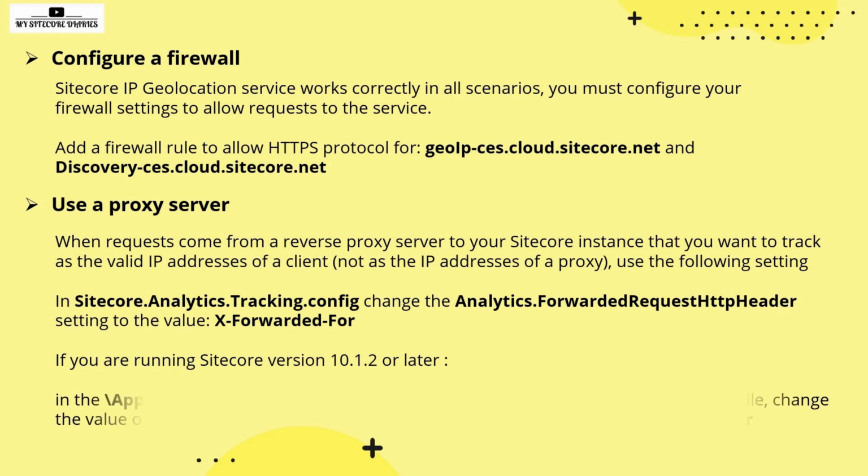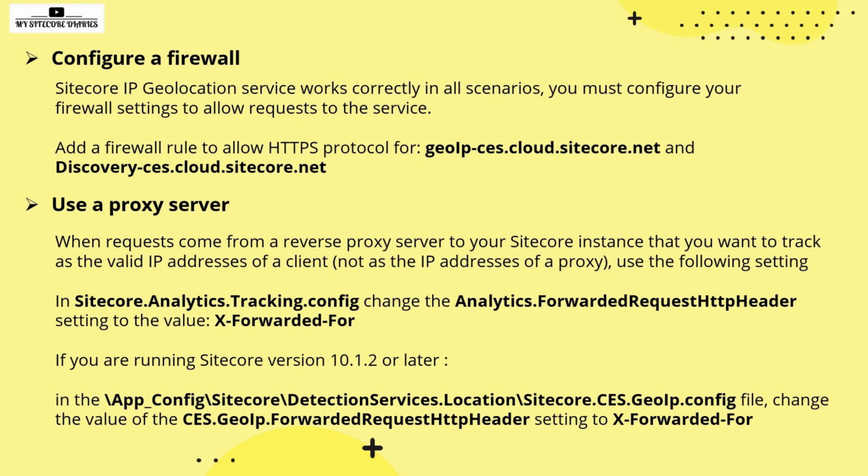After that, the file will change. You have to do the configuration in App_Config/Sitecore/DetectionServiceLocation, in the Sitecore.CS.GeoIp.config file, and change the value of CS.GeoIp.ForwardedRequestHttpHeader to X-Forwarded-For. So these are the two additional configurations which you have to do at your end.